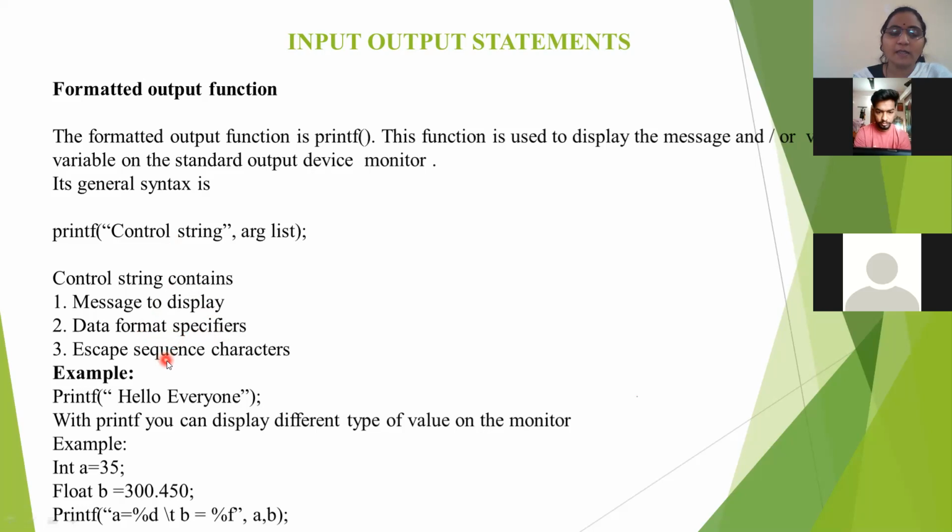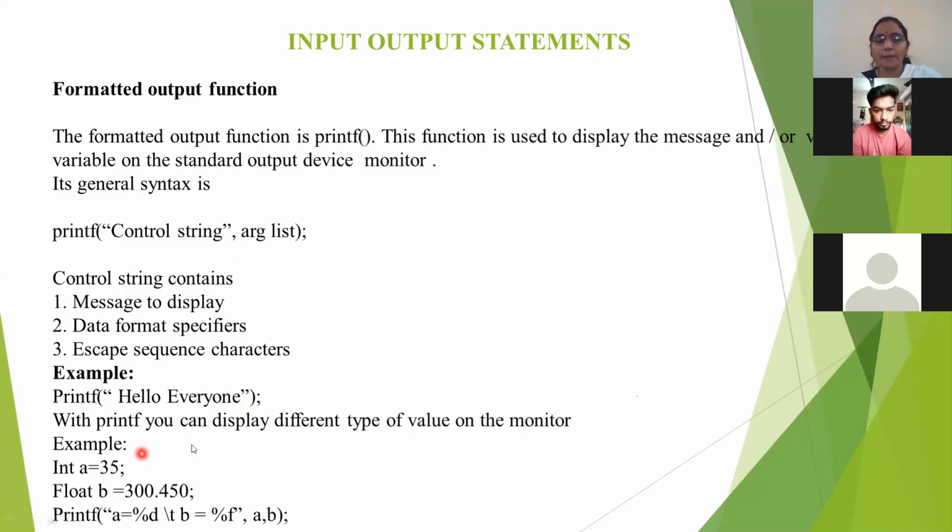And escape sequence characters, just like \n, \t. As one example, in the first example I just print the message hello everyone. Suppose I want to display only the message as it is, then I have to use the printf function with only the first parameter, the control string. So in this example, the control string is hello everyone, and it is included in double quotation marks. And remember that each and every statement in the C language is terminated with a semicolon.